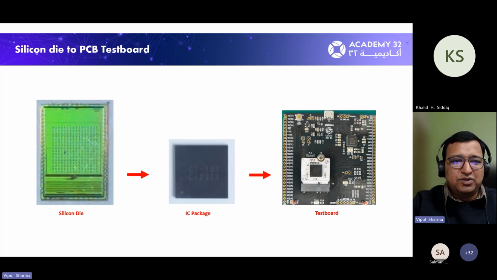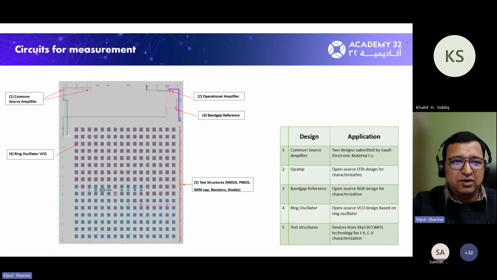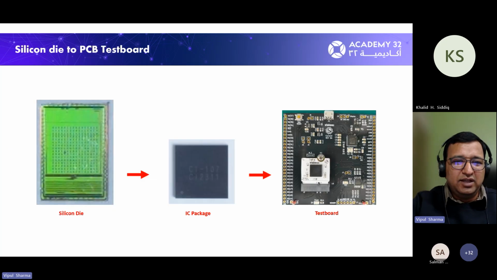And this is the actual picture of a silicon die, which we took using a high resolution camera. This is the layout which was done in Magic, and this is the actual silicon die. The silicon die is assembled inside this QFN package, and this package is mounted on this test board. And these are the different pins available on the periphery of this test board.